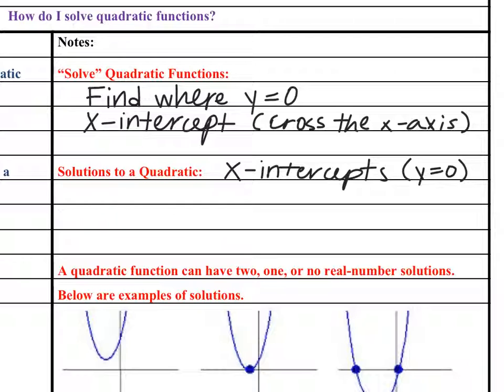And this is important to write down because it'll come up on your assignment. So we're going to call them AKA, also known as zeros, because you are finding where y equals 0. Roots or solutions. So look for these words. If I ask you what are the zeros of the quadratic, what are the roots of the quadratic, what are the solutions, I am asking for the x-intercepts.